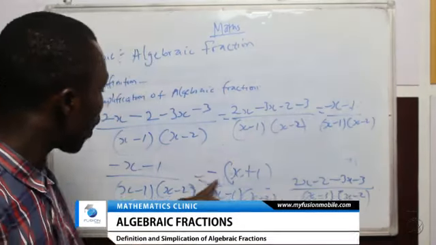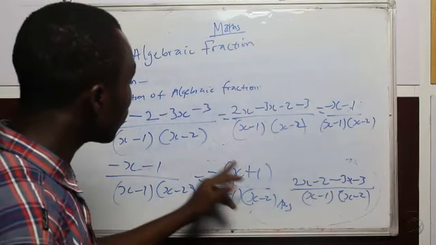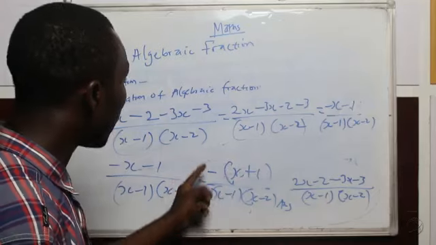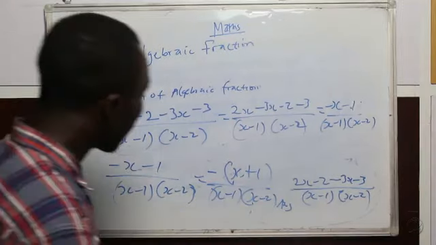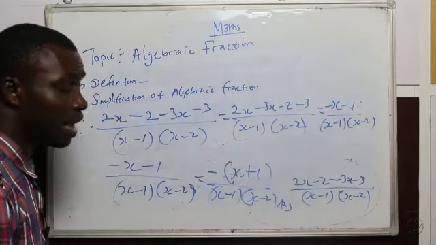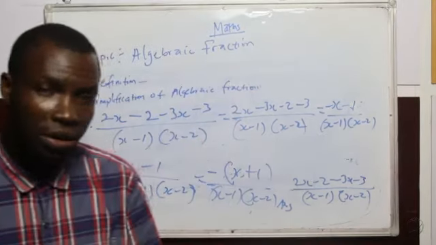So we bring out our minus, then we open the bracket by saying minus times x will give us minus x, minus times plus will give us minus, then 1 times 1 will give us minus 1. So the answer is minus bracket x plus 1 over x minus 1 bracket x minus 2. That's the reduced form of these algebraic fractions.